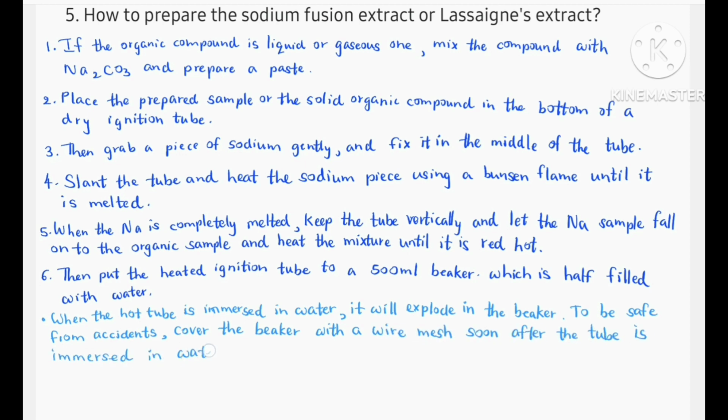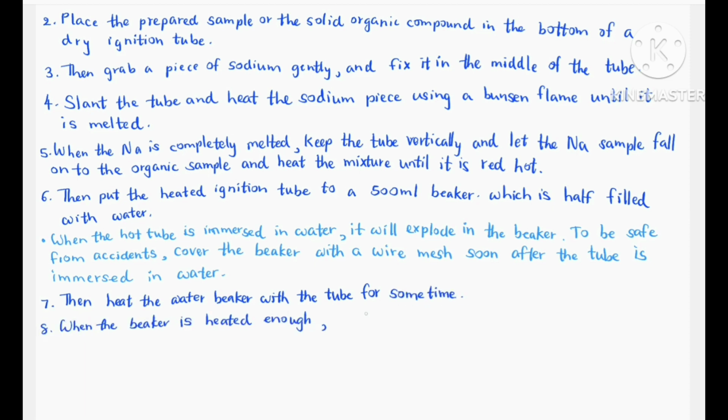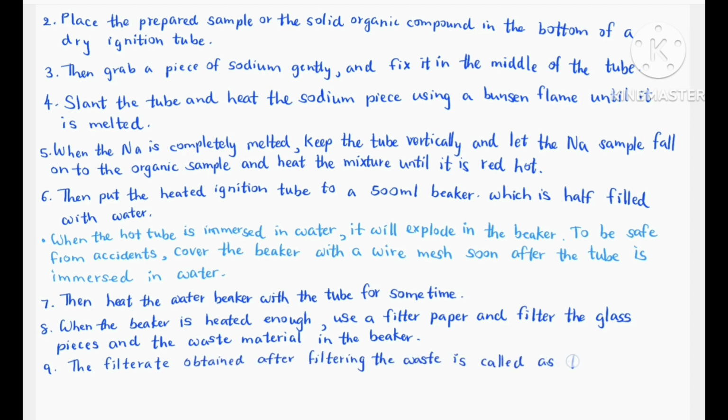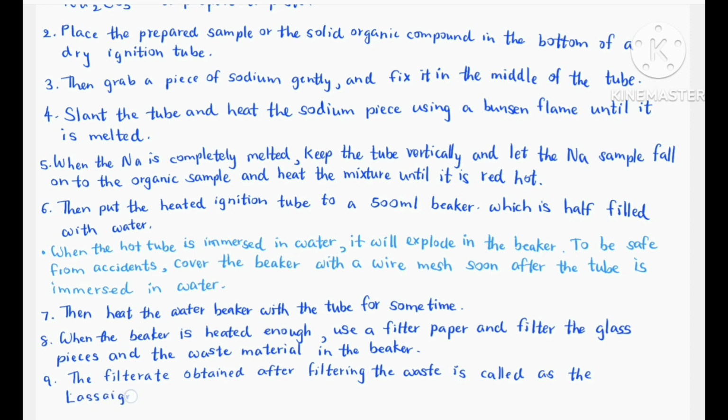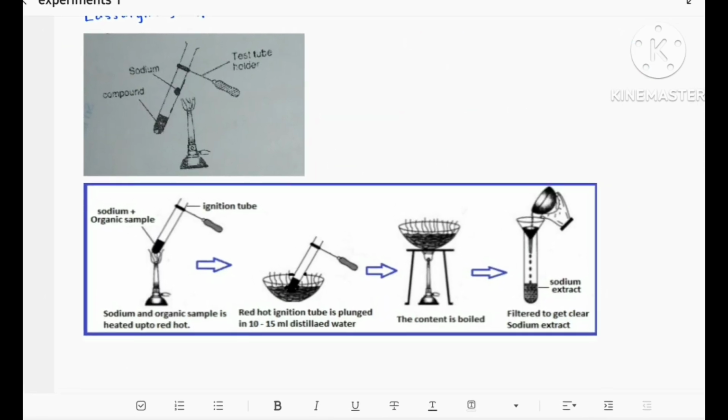Soon after the tube is immersed in water, heat the water beaker with the tube for some time. When the beaker is heated enough, use filter paper to filter out the glass pieces and the waste material in the beaker. The filtrate obtained after filtering the waste is called the Lassaigne extract. This diagram describes the above process.